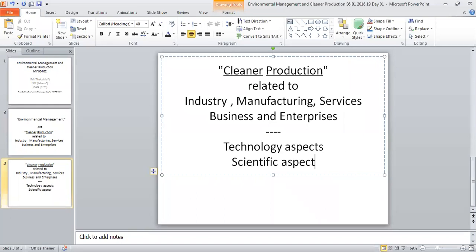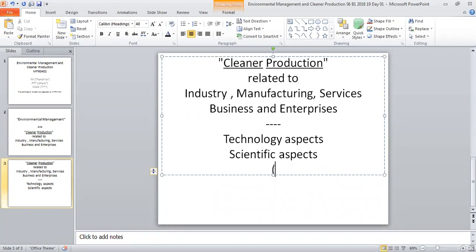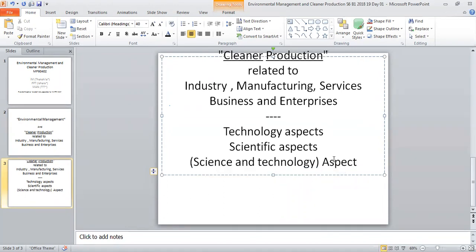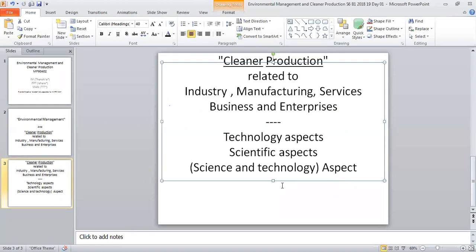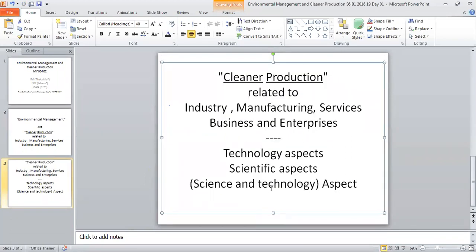So there are technology aspects because it's related to production. There are scientific aspects. If I combine these two, science and technology is one of the aspects in cleaner production. Okay, science and technology aspects.